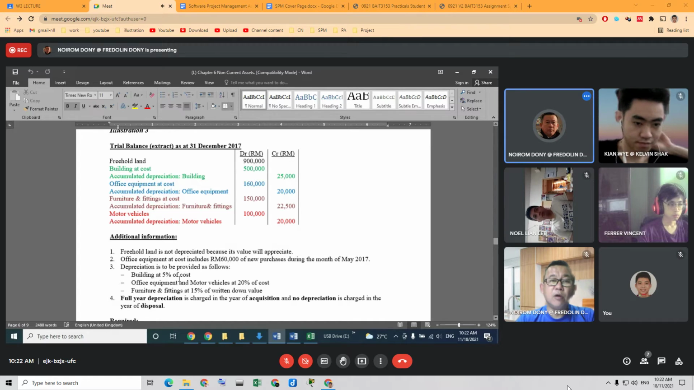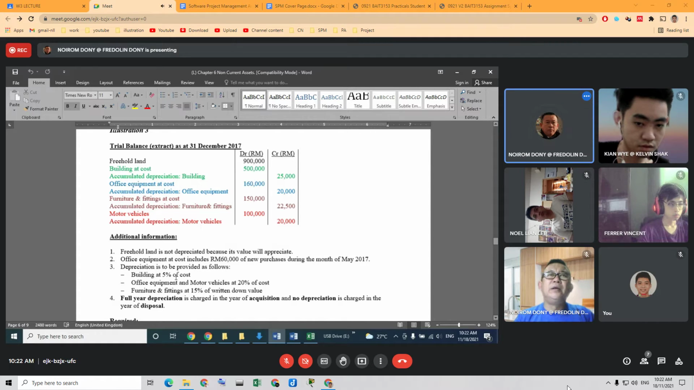Building, 5% of cost. So 5% of cost, straight away I know this is the straight line method. How do I know? Because like what I've said to you, there are 2 methods that will indicate the straight line method. One is they give you the information on cost, scrap value, and useful life. So meaning we need to apply the formula: depreciation equals cost less scrap value divided by useful life. And the other method is when they state like this, 5% of cost or 5% on cost.